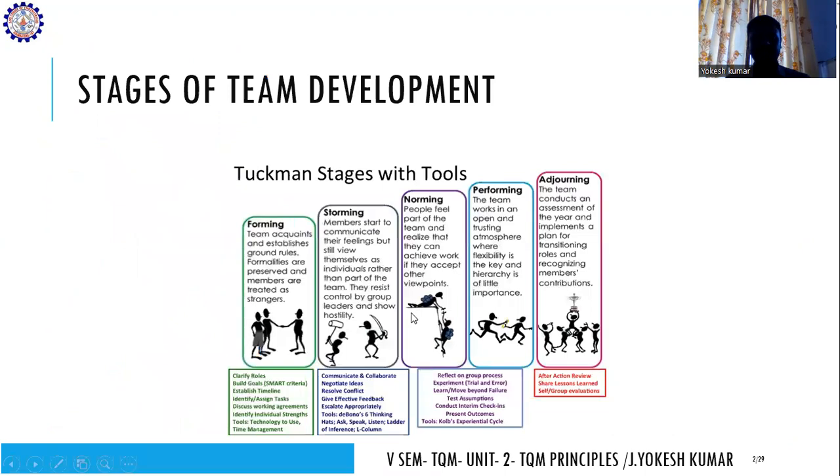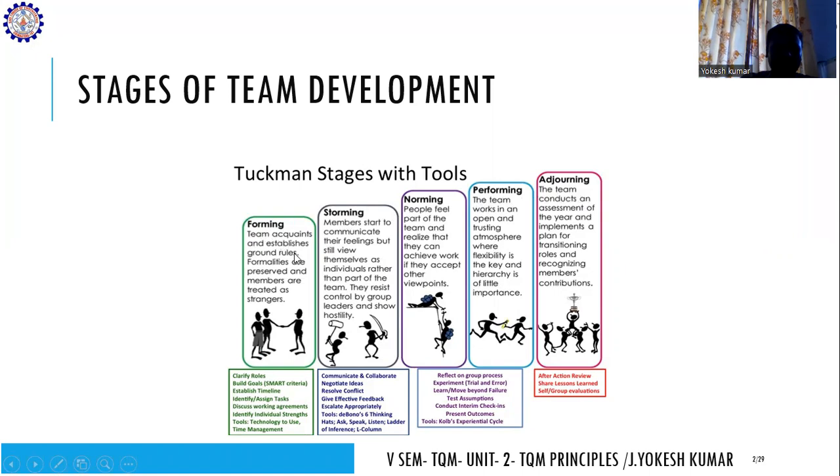This is the flowchart or case study picture which shows the various stages of team development. It was developed by Tuckman. We have five stages, starting from forming, storming, norming, performing, and adjourning.